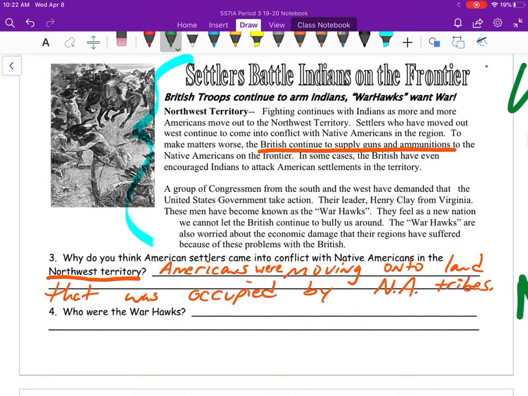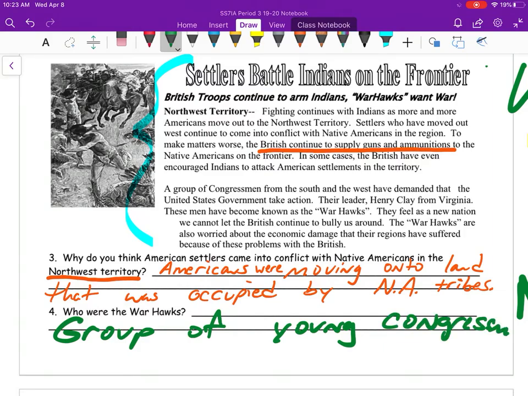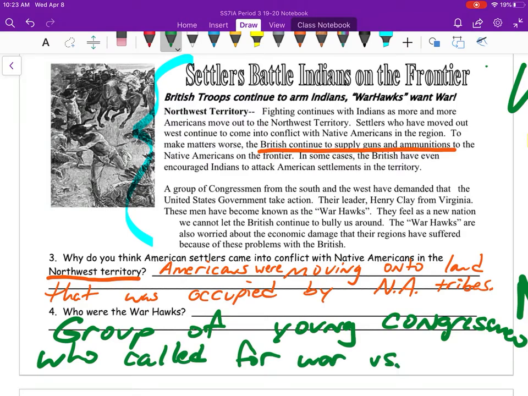Now, question 2. Who are the Warhawks? The Warhawks were a group of young congressmen who called for war versus Britain. They're called Hawks because they were very aggressive. And these young congressmen, led by Henry Clay of Virginia, a guy we'll learn about a lot more in the next couple of months, were aggressive.